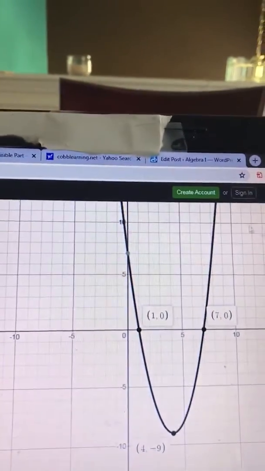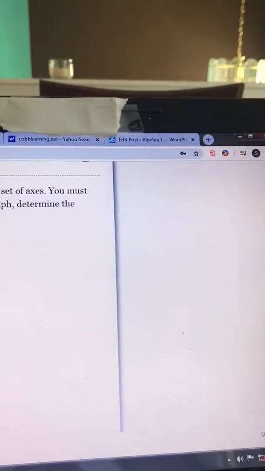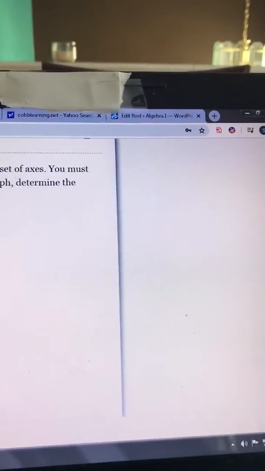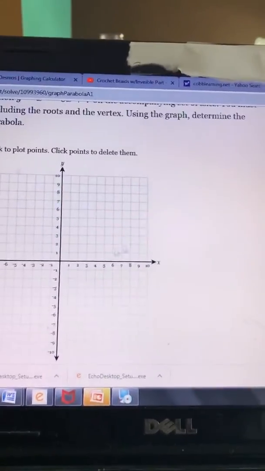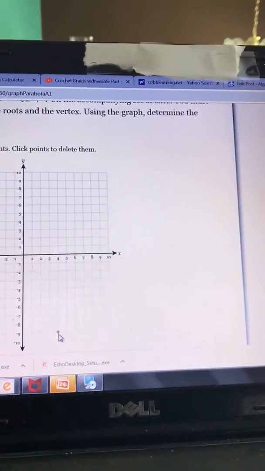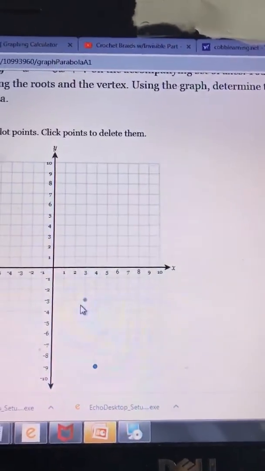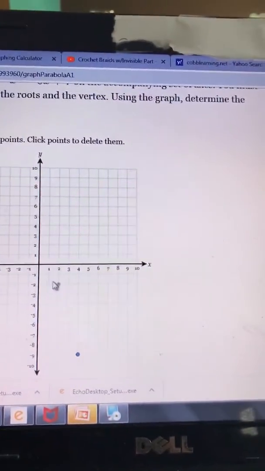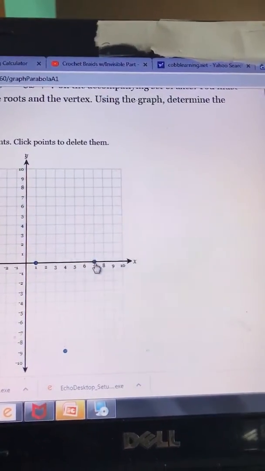I'm going to go ahead and put this in Delta Math, but we have to find the other 2 important points. I know my vertex was positive 4, negative 9, so I need to slide down just a tad bit. 4, negative 9. I'm almost in the right spot. My eyes want to play tricks on me. Okay, the vertex. And I know that the zeros are 1, 0 and 7, 0.